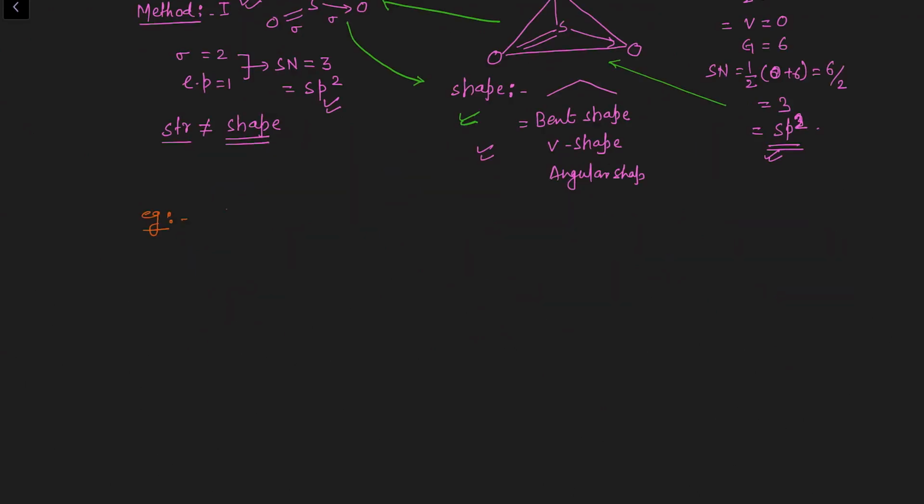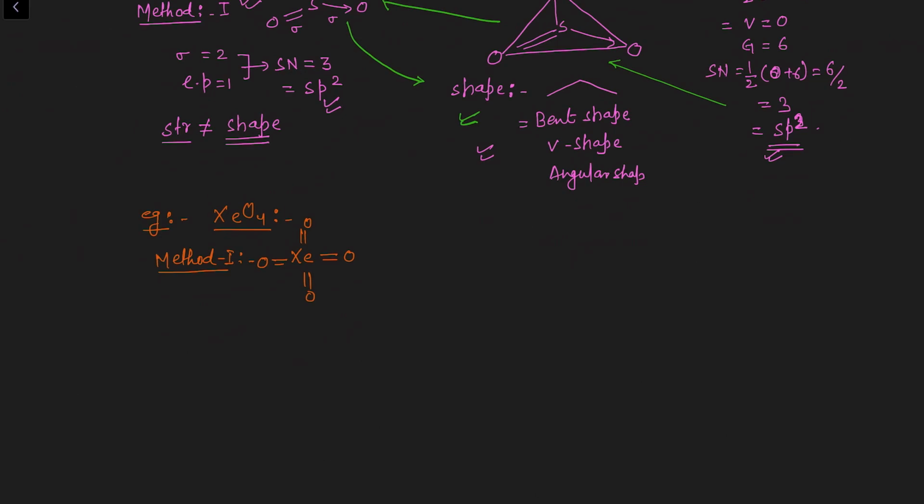Take one more example, XeO4. Now for this molecule, again check method number 1. Through method number 1, draw the Lewis dot structure of this molecule. Simple Lewis dot structure, right? So each oxygen will form a double bond because oxygen wants to complete the octet. Xenon is not following the octet, right? This is the simple Lewis dot structure.